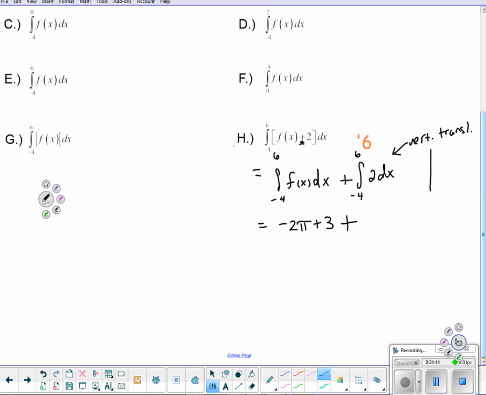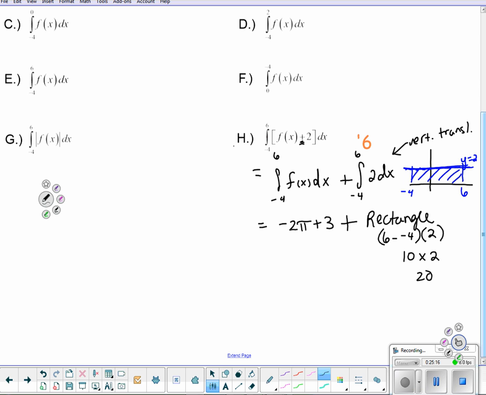When I have a function that I lift by 2, I would have a horizontal line at y equals 2. And I'm starting it at -4, going out to 6. This would be the region plus a rectangle. This rectangle is how many units wide? Well, 6 minus -4 would be the width, and 2 high, so a 10 by 2. I pick up 20 units for this. That is the easiest way to handle this particular problem.